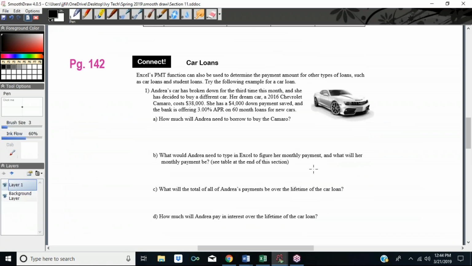All right, so let's look at some different kinds of loans that carry the same idea. The first one we'll look at is on page 142, and it's a car loan. And it says Andrea here is going to get a new car. Her dream car is a 2016 Camaro, and it costs $38,000. She has $4,000 to put towards a down payment, and she's going to get a 3% APR for 60 months. How much will she need to borrow?